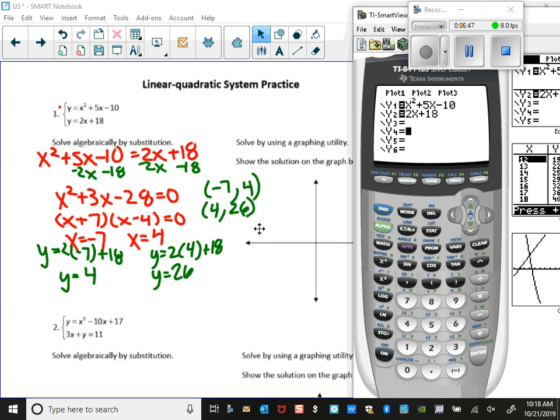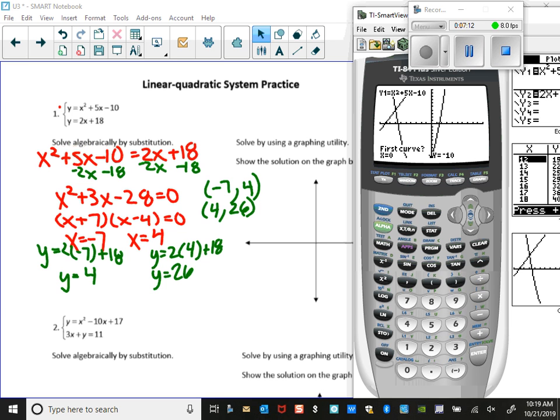Alright, so when you have both of them entered into your y equals, from here, you're going to hit the second button, which is the blue button in the top left corner, and then trace. So second trace. Looking at this screen here, what do you think we're probably going to hit next? Intersect, right, option number 5.